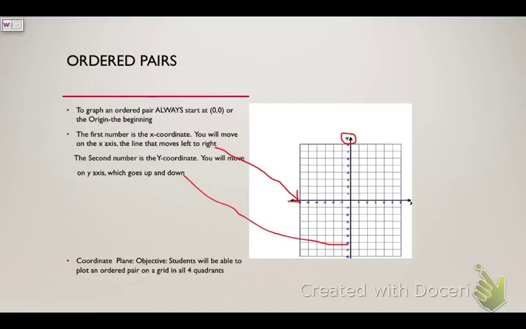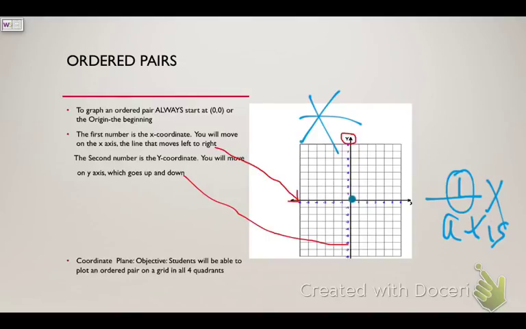Alright, so here is a coordinate plane, a grid, right here, this whole thing. And to graph an ordered pair, you always start right there, where 0, 0 is. That's called the origin, the beginning. The first number is your x-coordinate. Here's your x-axis right here. You always go on the x-axis first. This is your y-axis, and you go on that one second. Move up and down second. It's the second number. All right?